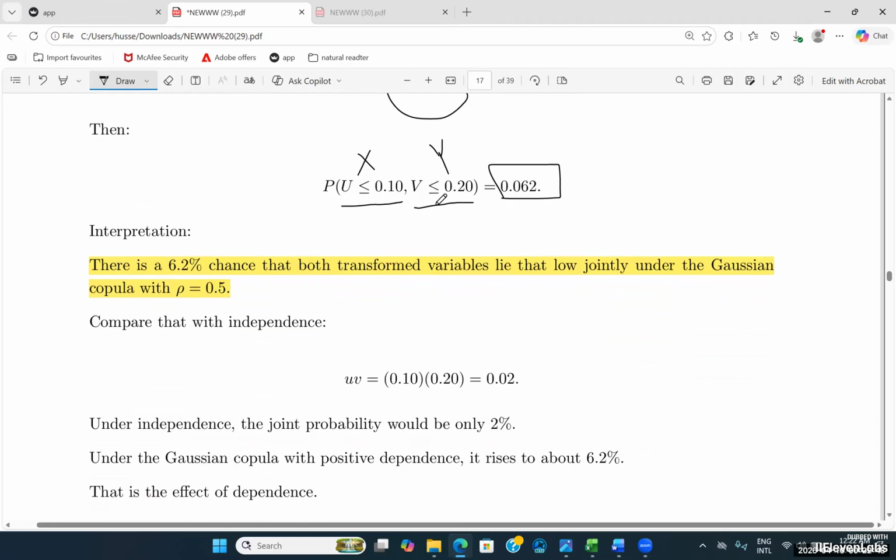If they are independent, then you would simply multiply those two numbers together, and that would give you a probability of 2%. So yes, there is a significantly higher chance under the Gaussian copula that both of those values will be found in the lowest tail of the distribution, much more so than if they were truly independent. So, purely by random chance, we might expect it to be around 2%. However, the actual observed figure indicates it's significantly higher, at 6.2%. This suggests we're dealing with a lower tail dependence between x and y.